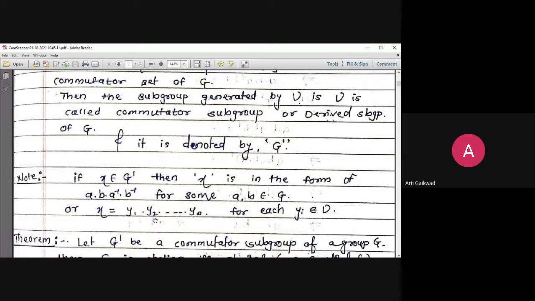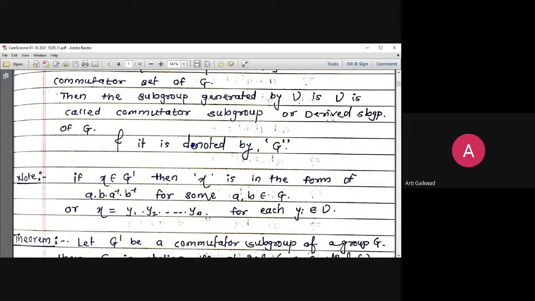Suppose y2 belongs to U. So y2 is also in the form of a1 inverse. Suppose that the elements are a1, b1. So y1 may be in the form a1 b1 a1 inverse b1 inverse, y2 is in the form of a2 b2 a2 inverse b2 inverse, and similarly up to yn, which is in the form of an bn an inverse bn inverse.